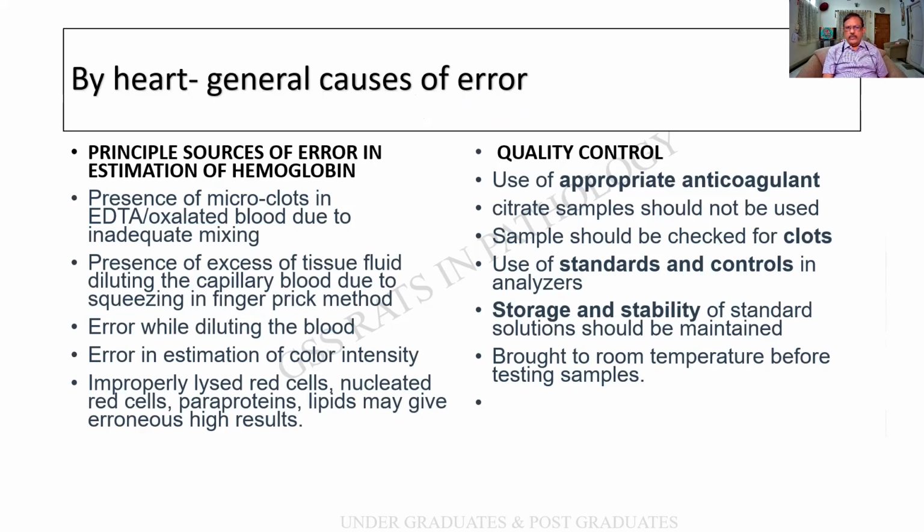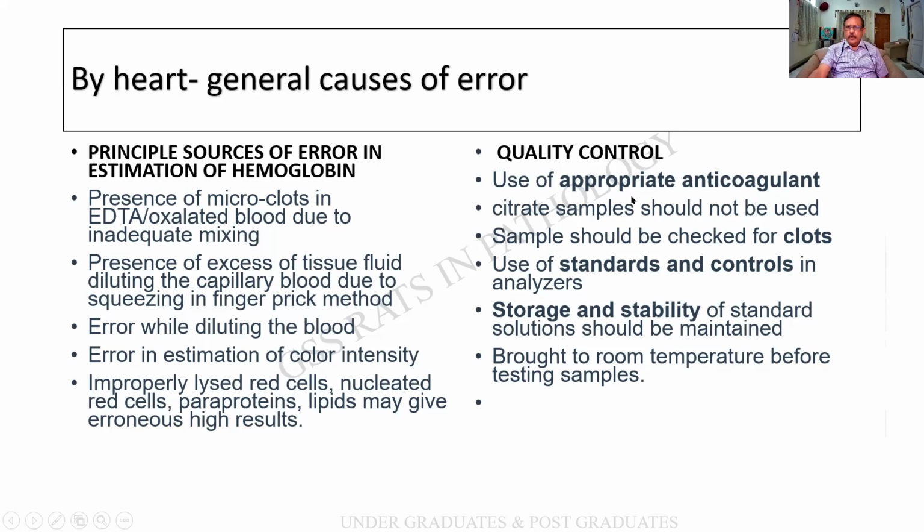What are the general causes for error? This we had mentioned earlier also. Sometimes there can be microclots, small clots that will be there, which can even block the machine, such as the Sysmex. Excess of the diluting fluid or excess of blood, error in dilution, not waiting for the proper time. There can be an error in the estimation of the color intensity, etc. And all of this can lead to abnormal values. Further, there can be other substances such as paraproteins that can interfere and give a wrong value.